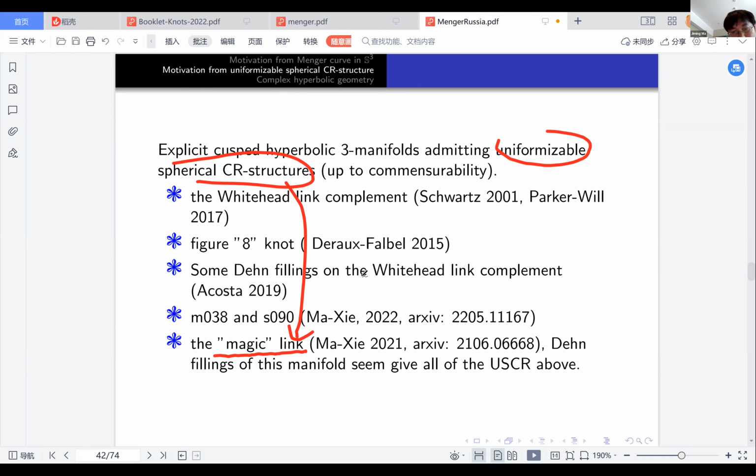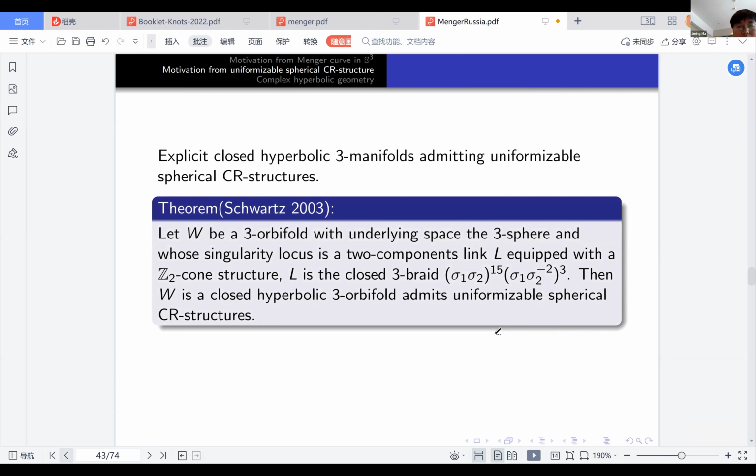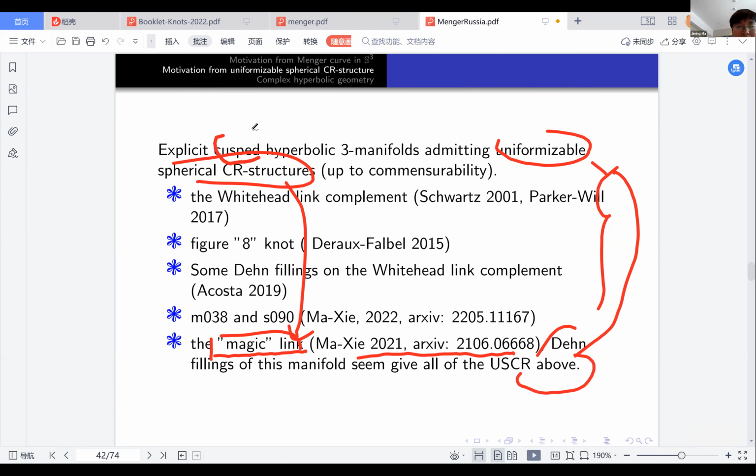One of the goals of our paper, I believe our paper is the first step, is to show that the Dehn fillings of the magic link should contain all of the uniformizable spherical CR structures above. So it means the Dehn fillings of the last one should contain all of the examples above. This is one of the motivations of our paper here. And the examples here are all cusped.